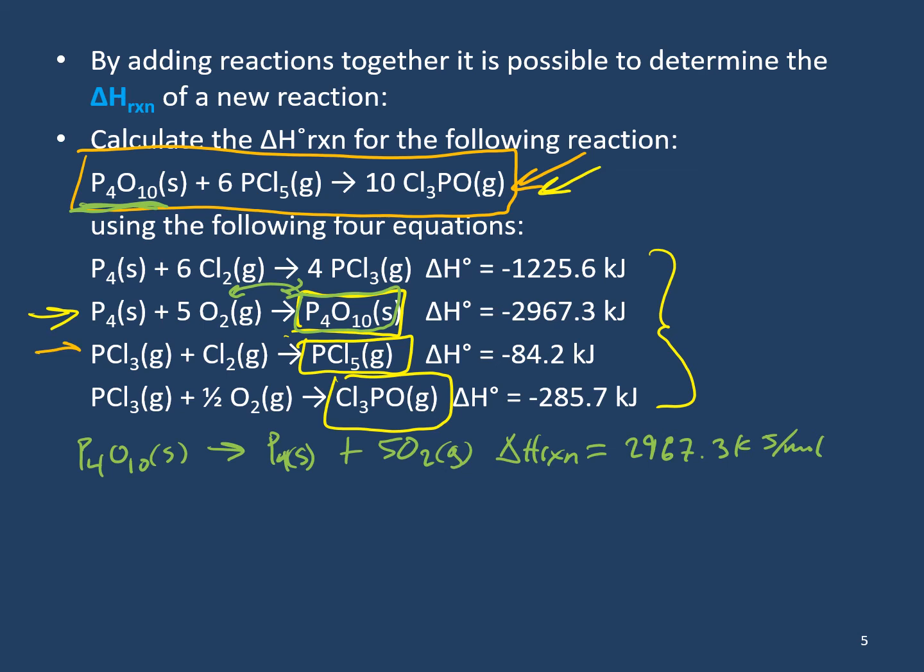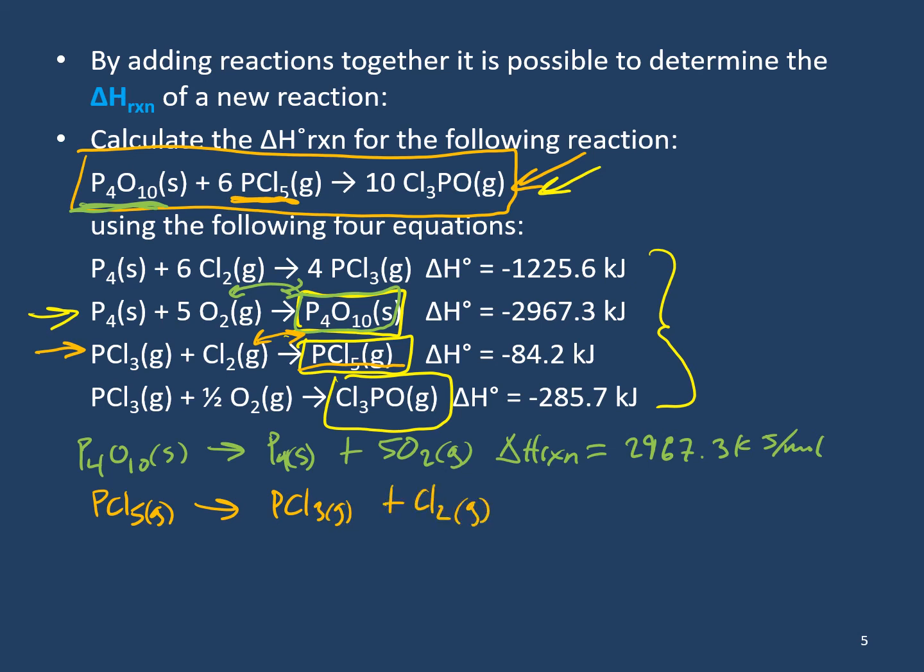So here, I notice that PCl5, again, is on the product side, but over here in my final reaction, it's on the reactant side. So again, I'm going to flip-flop this reaction, right? So PCl5 gas goes to PCl3 gas plus Cl2 gas.